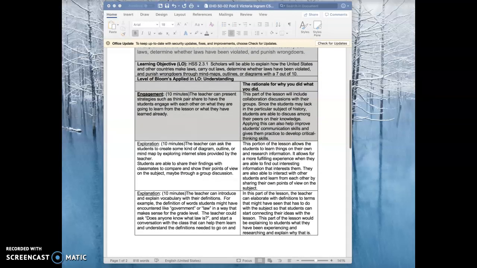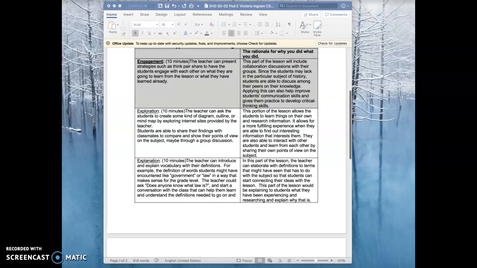For engagement, it'll take about 10 minutes, and we suggested the teacher can present strategies such as think, pair, share to have the students engage with each other on what they are going to learn from the lesson or what they have learned already. The reasoning behind this is the lesson will include collaboration discussions with their groups, and since the students may lack in a particular subject of history, students are able to discuss among their peers on their knowledge. Applying this can also help improve students' communication skills and gives them practice to develop critical thinking skills.